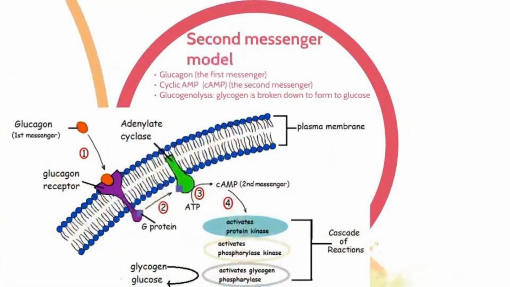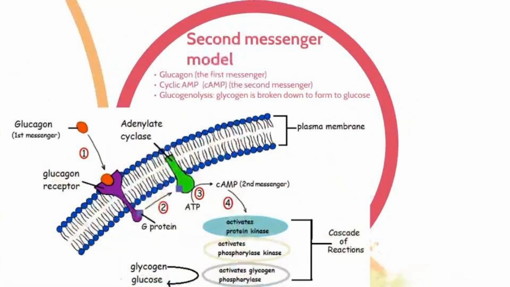So the first messenger is the glucagon, and this is released from the alpha cells, travels in the blood, and then binds to receptors that are on the cell surface membrane of liver cells. Remember, this is only on the liver cells. This binding causes a conformational change in the receptor, and that activates a G protein. The activated G protein can then activate an enzyme called adenyl cyclase.